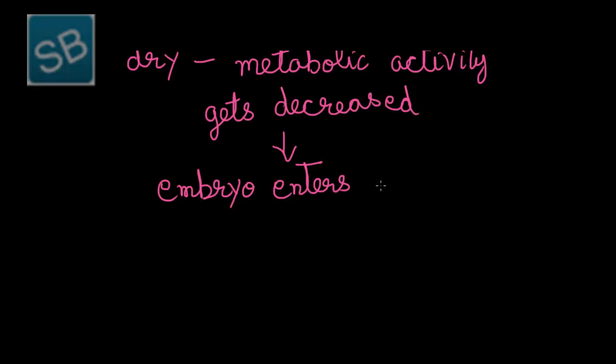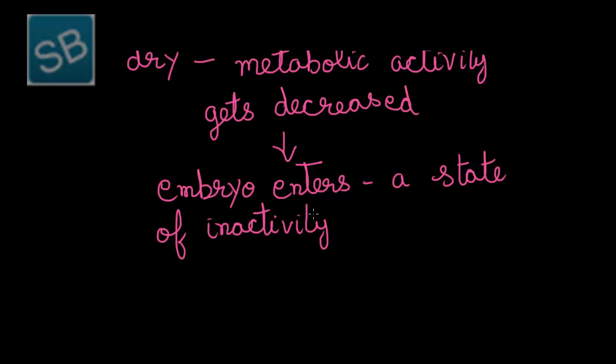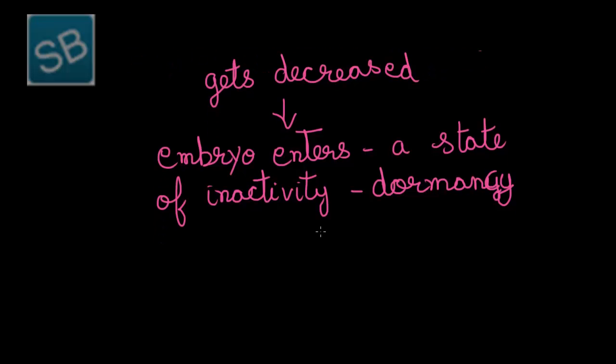That is, a state of inactivity called dormancy. Since the metabolic activity decreases, the embryo becomes inactive and enters the dormancy period. And thereby, gradually with time, if favorable conditions arise, then after dormancy, the seed gradually starts germinating.